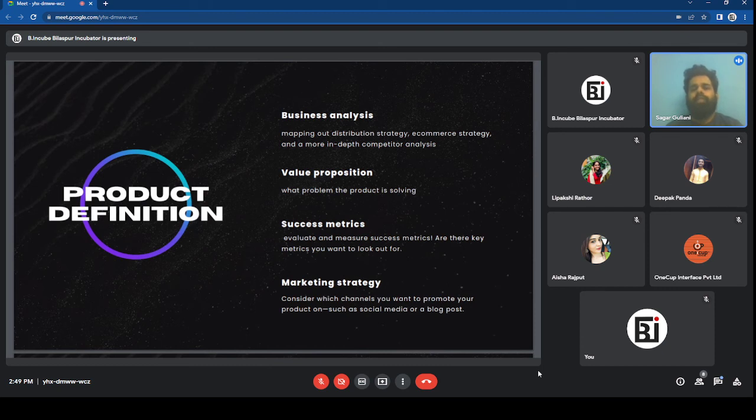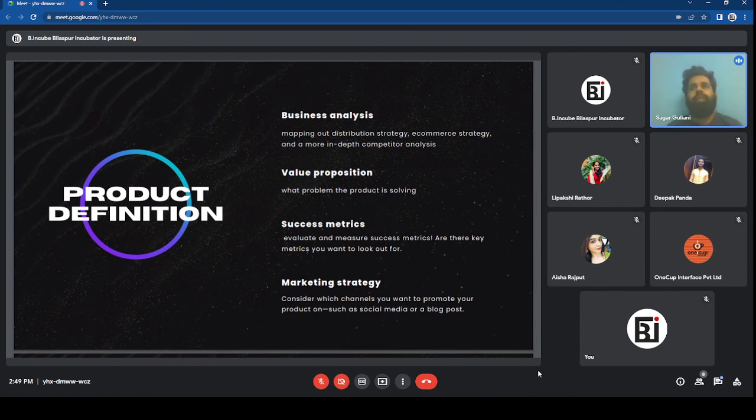Business analysis consists of mapping out distribution strategies or e-commerce strategies or a more in-depth competitive analysis, right? The purpose of this step is to begin building a clearly defined product roadmap, right? The next is value proposition. What problem the product is solving is the most important thing. Consider how it differs from the other products in the market, right? This value can be useful for market research and for developing your market strategy.